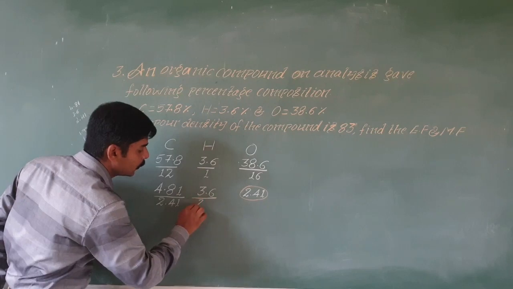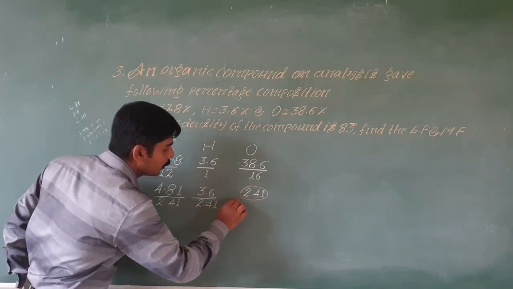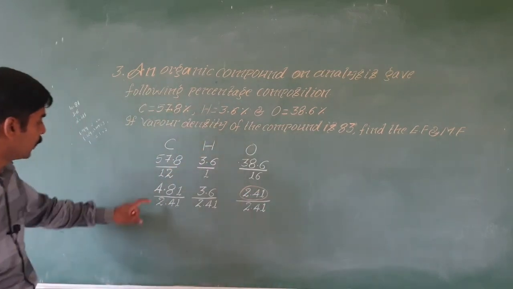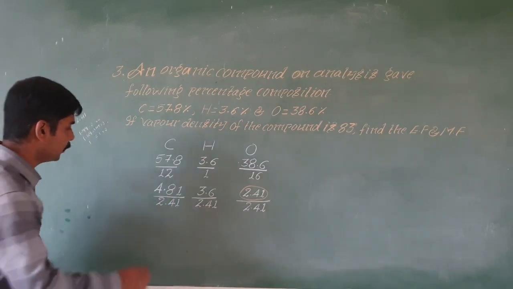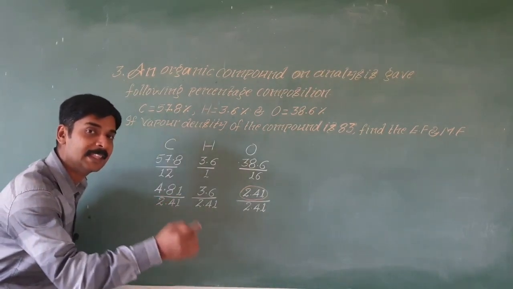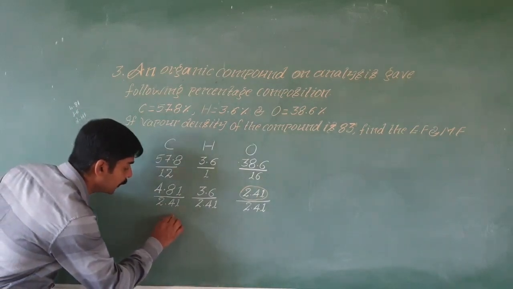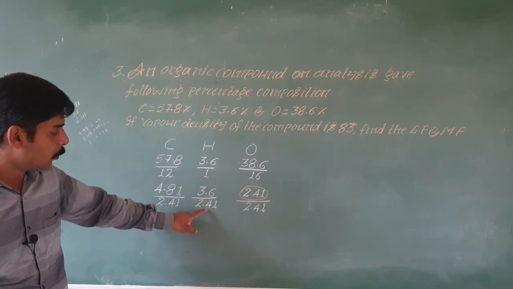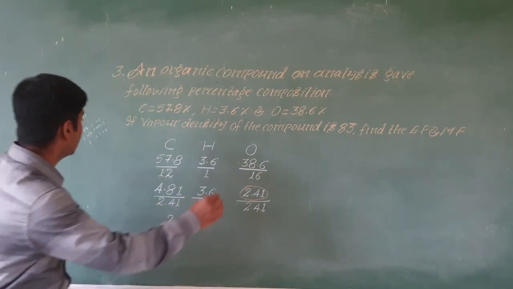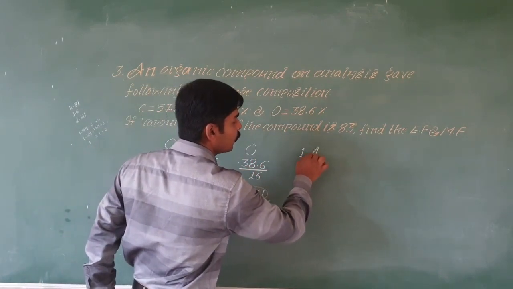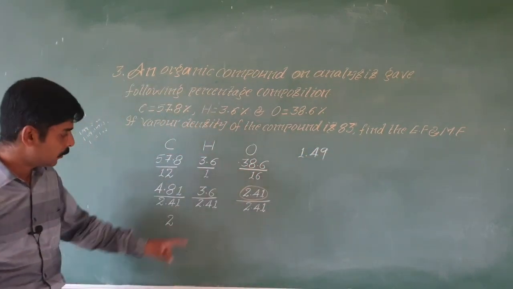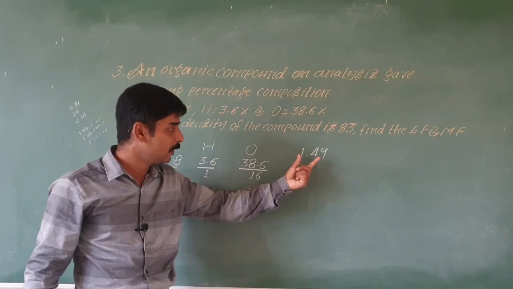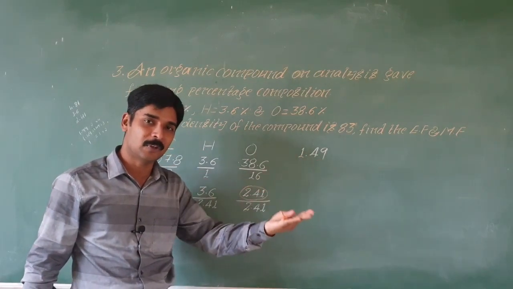2.41, 2.41 and 2.41. So when you divide 4.81 by 2.41, you will get 1.99. So approximately we can write it as 2. But when you divide 3.6 by 2.41, you will get 1.49. So whether you will round off to 1 or to 2?